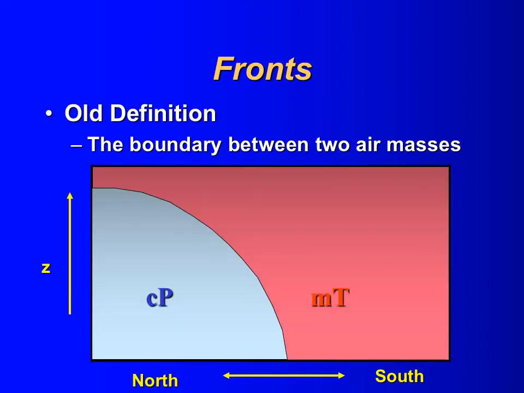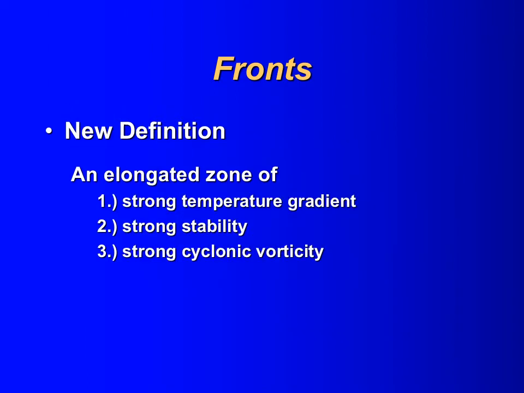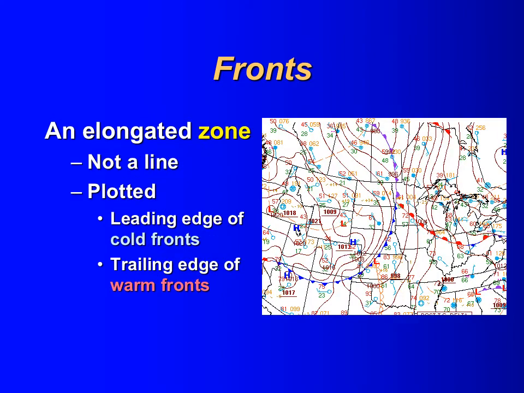You probably remember from your basic meteorology class that fronts are a boundary between two different air masses. We're going to change that definition. Our new definition is that fronts are elongated zones of strong temperature gradient, strong static stability, and also strong cyclonic vorticity. The first part of that is that fronts are zones.